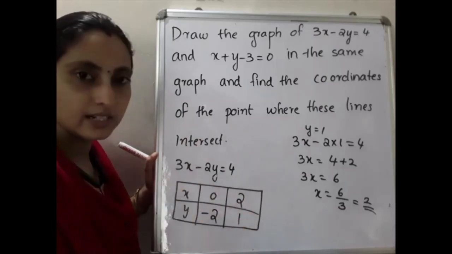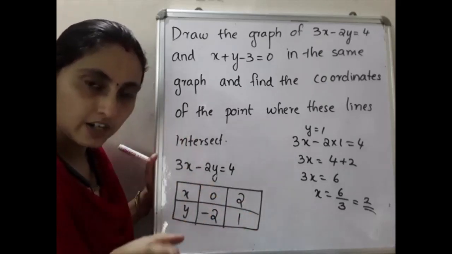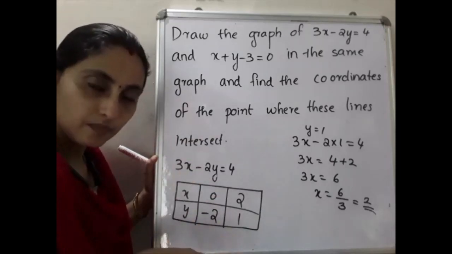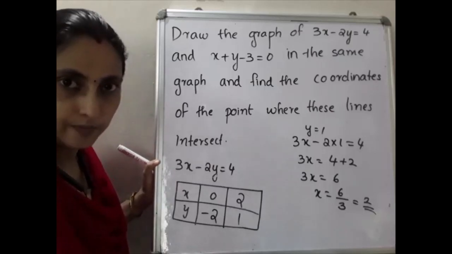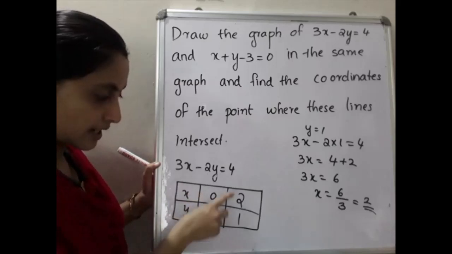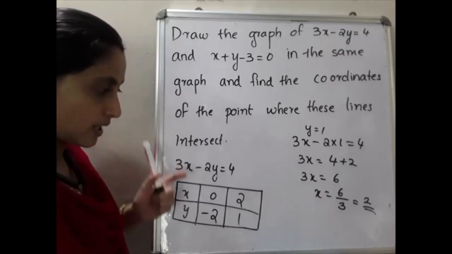Likewise, you have to find the points. It is better to take 0 first, then 1. If 1 is not suitable, then you can take minus 1. Only then move to 2, 3, 4, and so on. Clear? So it is better to take 0, then 1, then 2. That is easy for you. Hope you are clear on this.